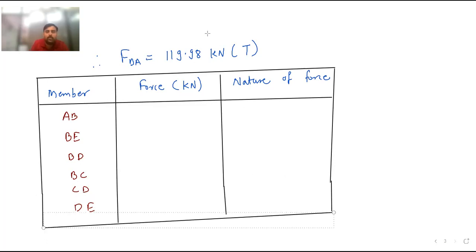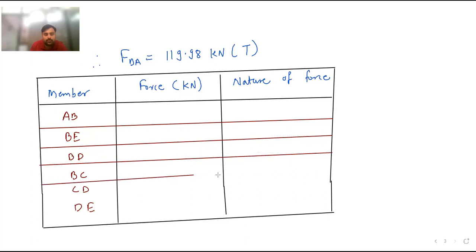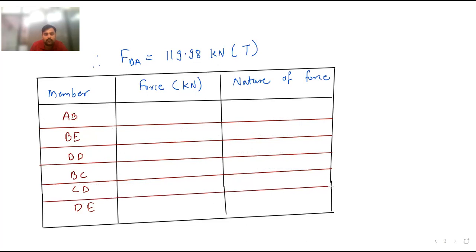So here, AB. Then BE. BD. BC. Okay, so here AB force is 120 kilonewton. Sorry, not 120, it is 119.98 kilonewton. Nature of force is tension. In this way, you should write the final answer.